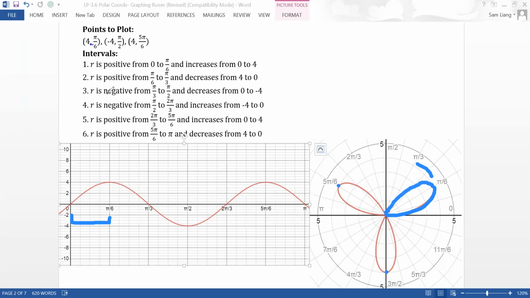That spirals inwards towards the pole. Next, we have r is negative from pi over 3 to pi over 2. So that'll be like right here, right? It's a negative r value, and decreases from 0 to -4. Okay, so r is negative. We start on the left and then rotate 60 to 90. So 60 to 90 is like this sector right here. Decreases from 0 to -4, so we spiral outwards.